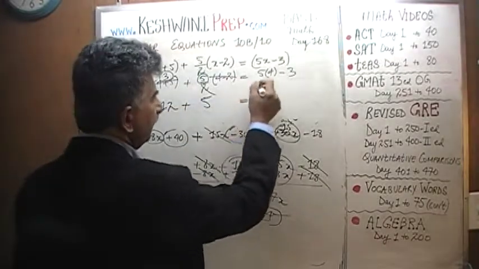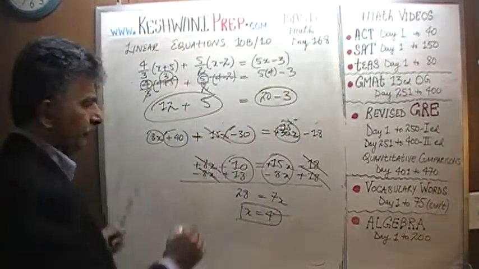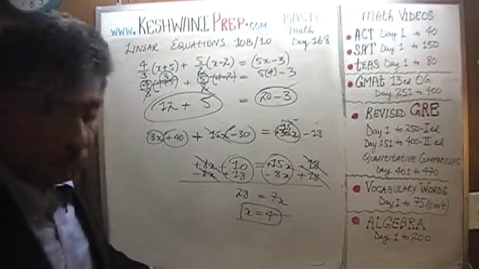Let's see what we get here. 5 times 4 is 20, and 20 minus 3 is 17. There you go. That tells us that our answer was in fact correct.